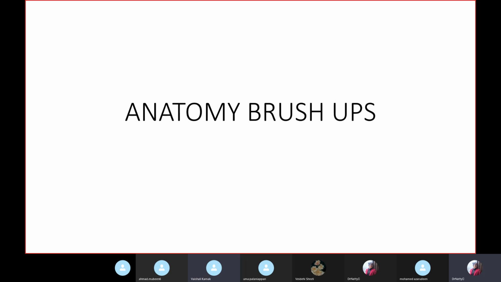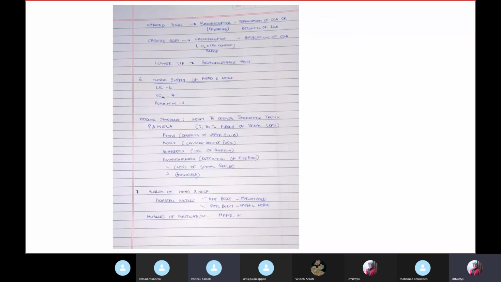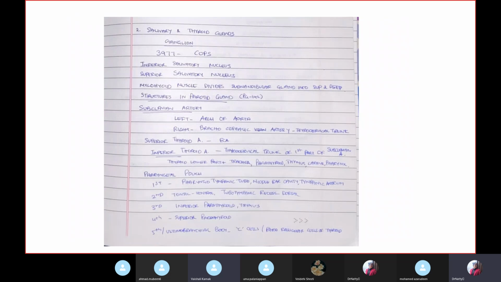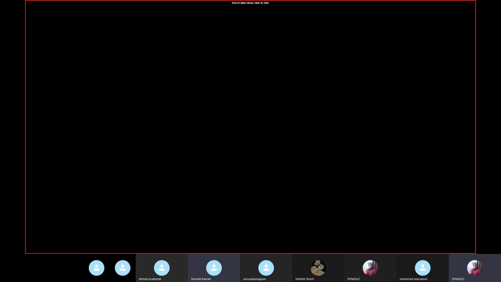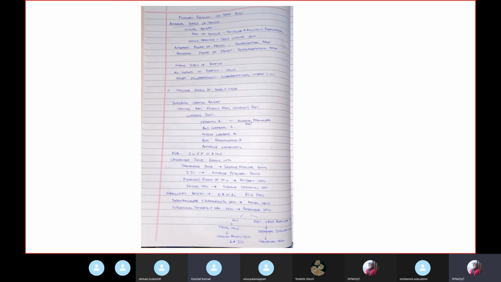So for anatomy brush-ups, anatomy, though it looks very vast, I have just compiled all the important points alone like this. When you are watching the video again for the second time, or if you are doing any revision, I want all of you to maintain a notebook like this and write down all the basic important points which you'll be revising before the exam also, because these are the must know points from the entire anatomy. Even if you haven't touched the book, you should have been studying at least these points.